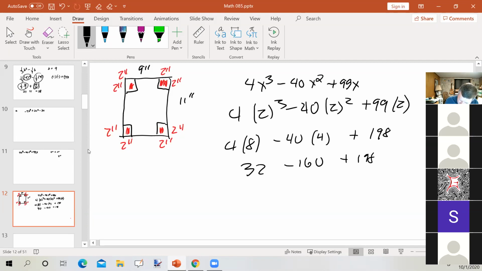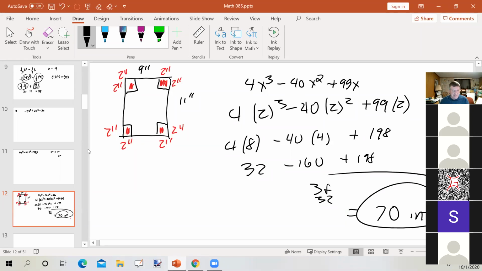Let's see, that's going to be what? 38 plus 32 is 70 cubic inches. Yeah. Anyway, so really all they're doing is saying, let x equal 2 and stick it in there. But I was making it way more complicated than it was supposed to be.